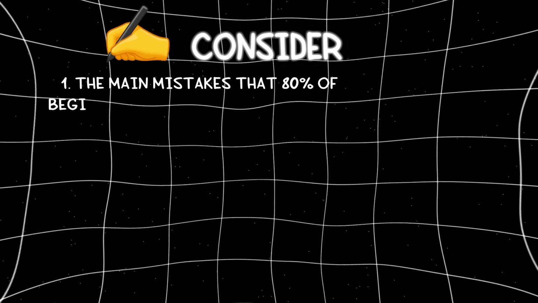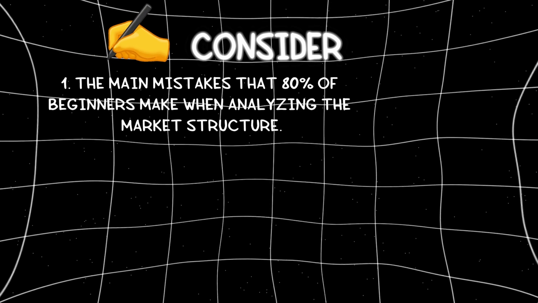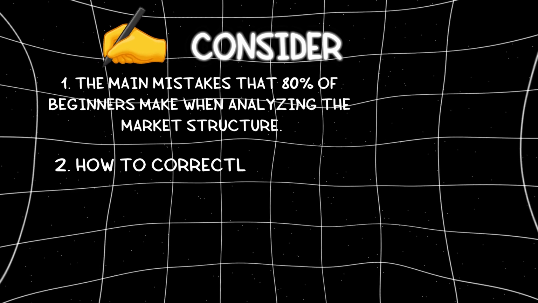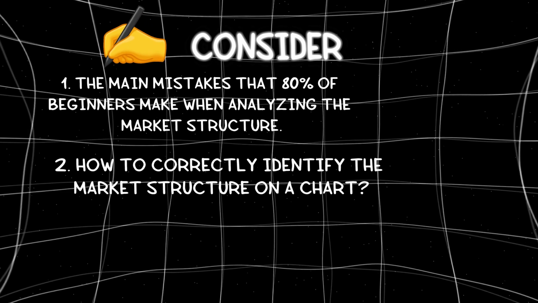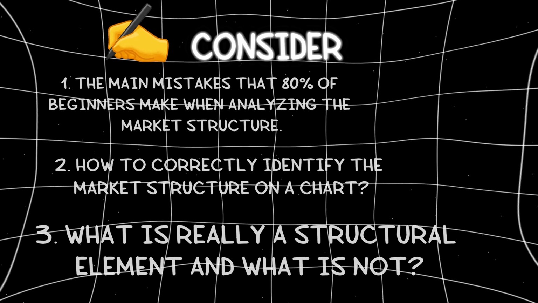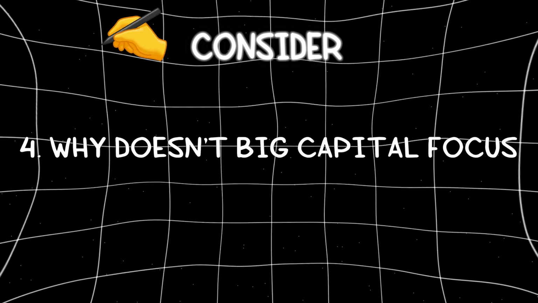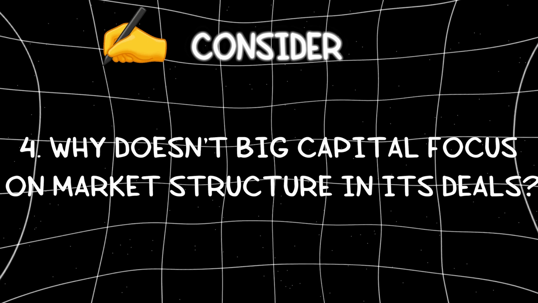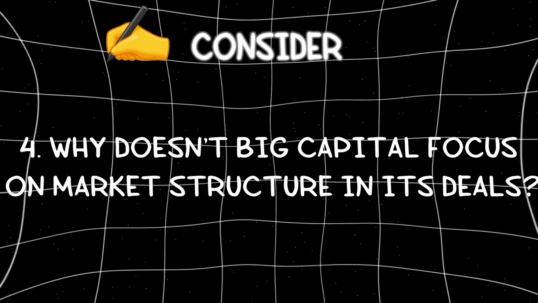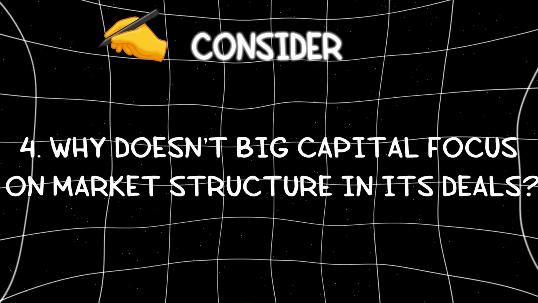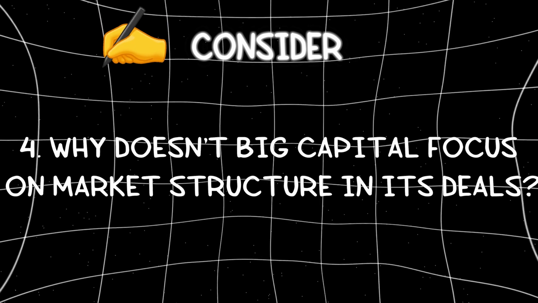In this video we will consider: 1. The main mistakes that 80% of beginners make when analyzing market structure. 2. How to correctly determine the market structure on the chart. 3. What is really a structural element and what is not. 4. Why large capital does not focus on the market structure in its transactions. What indicators will help to correctly determine the market structure? We'll talk about that too.